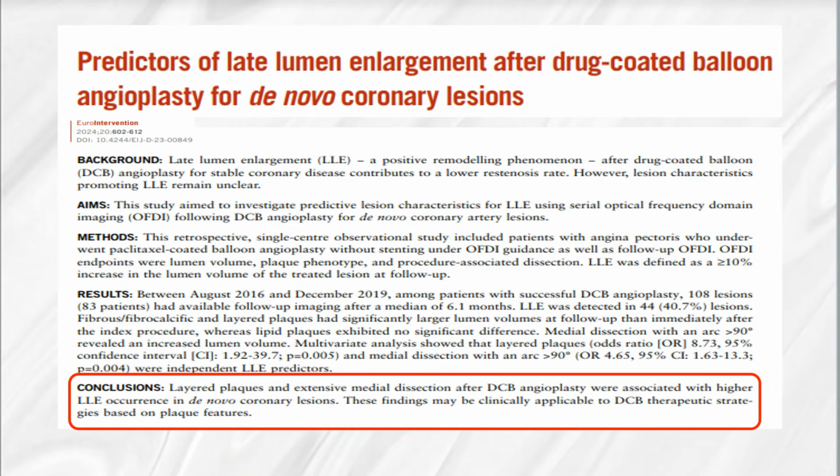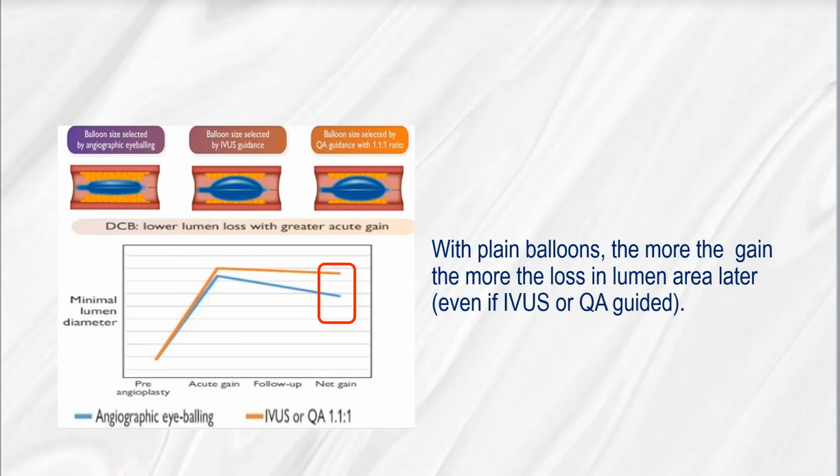This late study in 2024 showed that extensive medial dissection after drug-coated balloon angioplasty was associated with higher late lumen enlargement in native coronary lesions. Better distribution of the drug may explain the correlation. While in cases of plain balloon, the more the gain, the more the loss in the lumen area later, even if IVUS or QCA guided.